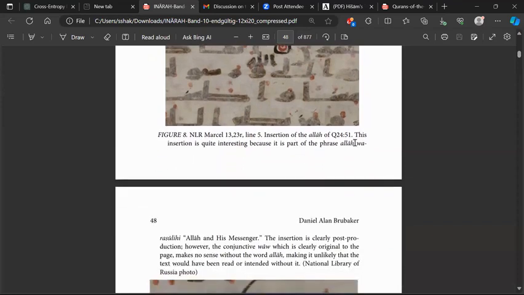Yeah, and Brubaker himself notes that this insertion is quite interesting because it's part of the phrase Allah wa rasulihi. The insertion is clearly post-production, not something I dispute. However, the conjunctive waw, which is clearly original to the page, this waw here, makes no sense without the word Allah, making it unlikely that the text would have been read or intended without it. Yeah, that's true. However, just to be playing devil's advocate a little bit. Well, that's true.